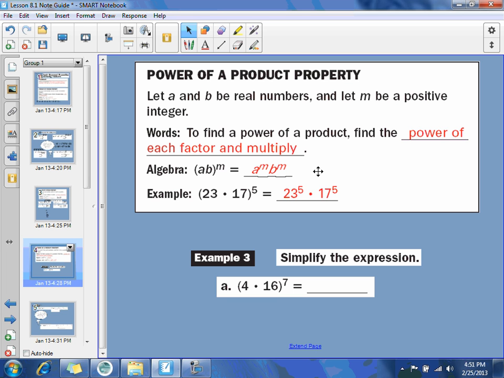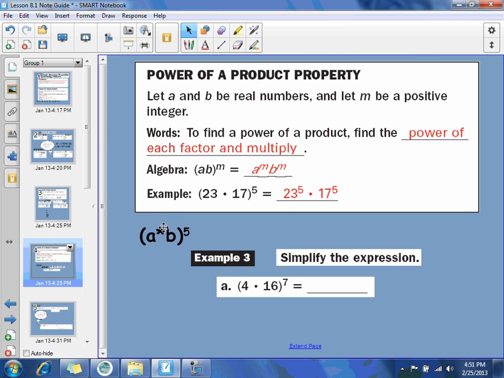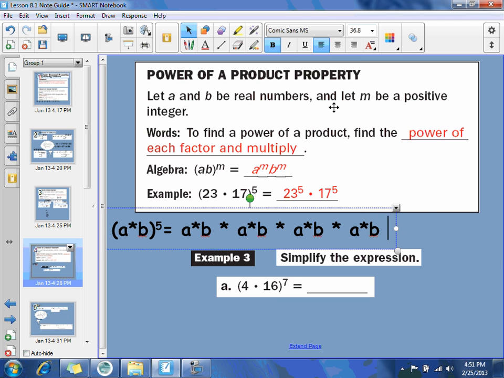Okay, now if you're taking a product to a power, so a times b to a power, I know the number problems aren't your best example, but if this were a times b to the fifth power, that literally means a times b times a times b times a times b, times a times b, times a times b. I just did a times b 5 times.